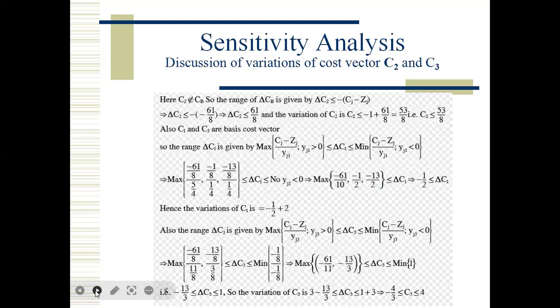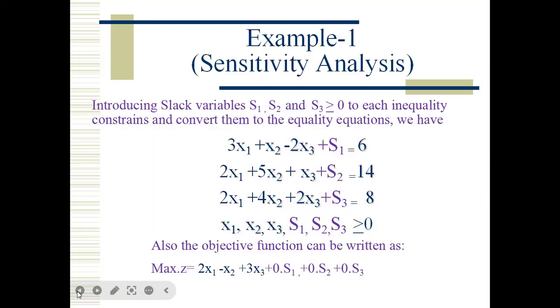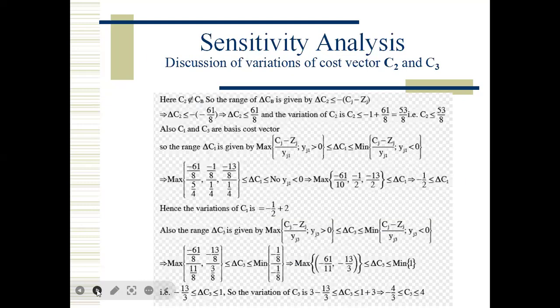Now we'll discuss the variations of the cost vector, the second cost vector and the third cost vector. The second cost vector is not basic, because the second cost vector coefficient is negative, -1. C1 equals 2 here, C2 equals -1, this is the one not basic, and C3 equals 3. We have to remember these variables. So for this condition, the change in the basic cost vector.